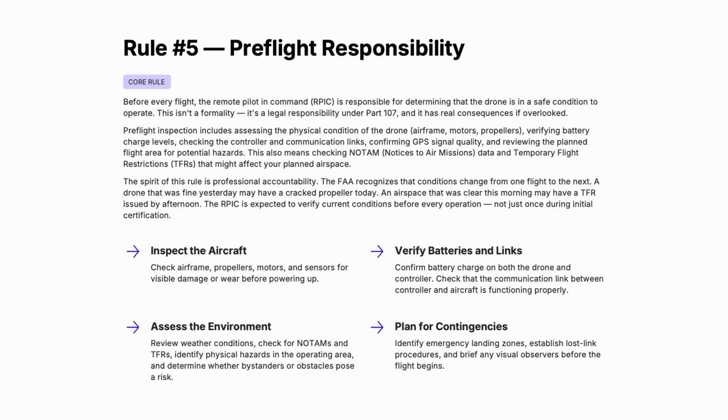It also means checking NOTAMs, notices to air missions, and any temporary flight restrictions that might affect your airspace that day. Here's the key idea. Conditions change. A drone that was fine yesterday might have a cracked propeller today. Airspace that was clear this morning might have a TFR by the afternoon. The RPIC has to verify current conditions before every flight, not just once back when they got certified.